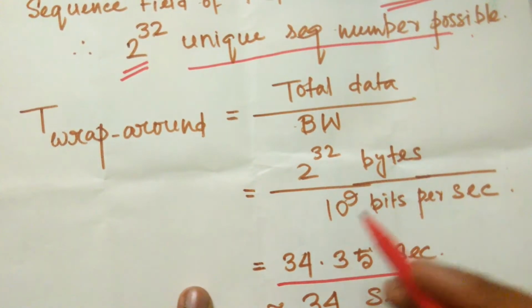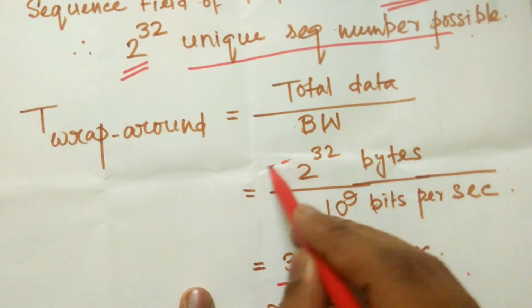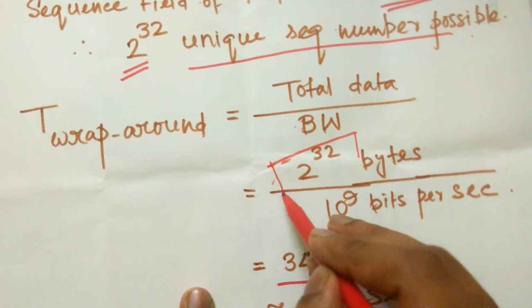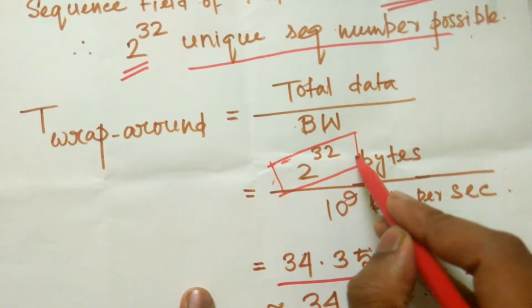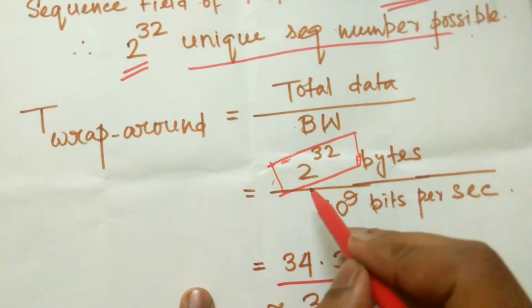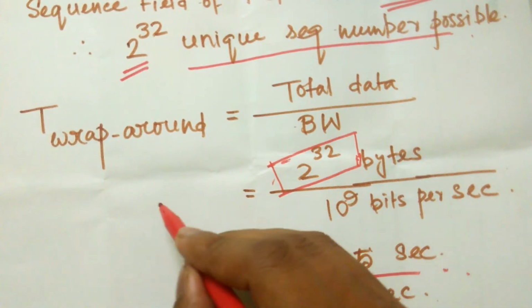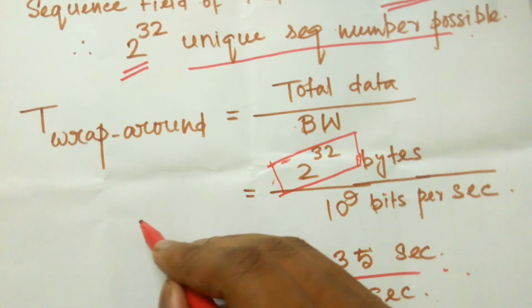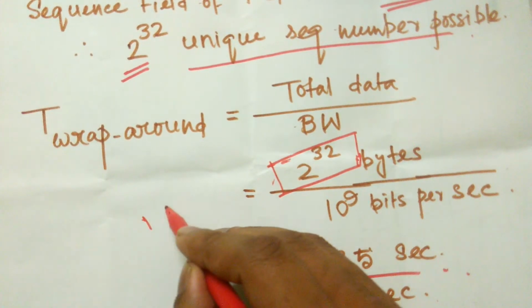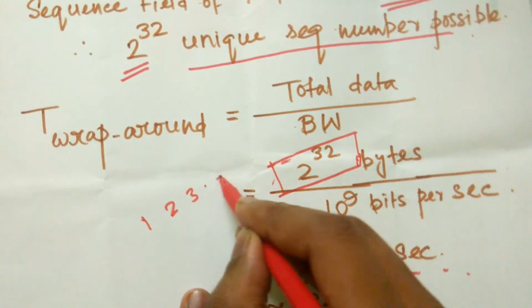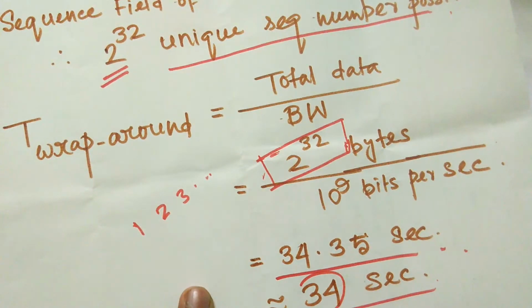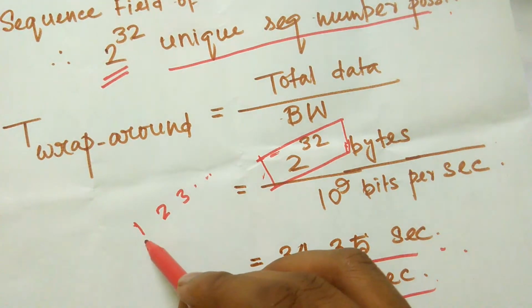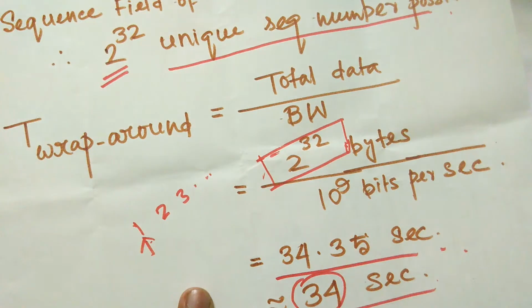Okay, so like this we can send 2 to the power 32 bytes of data where each byte is uniquely numbered. Like first byte is numbered 1, second byte is numbered 2, like this. So after 34 seconds we can again use 1 as a sequence number.